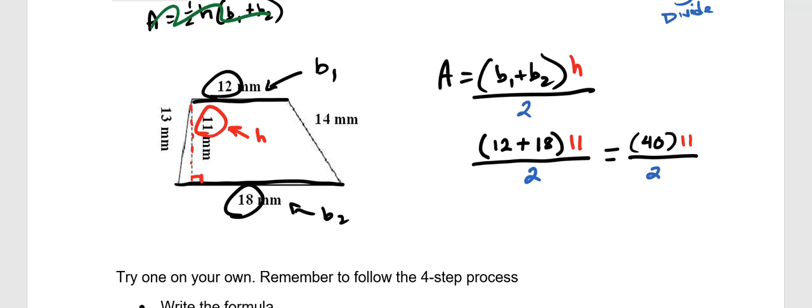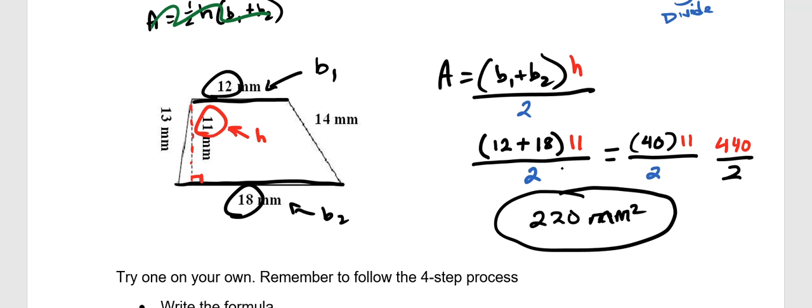So now moving on to the multiplying. So 440 divided by 2. Now I move on to my last step, dividing by 2. And I should get that my area is 220. That's my answer. Don't forget to label, whoops, millimeters squared.